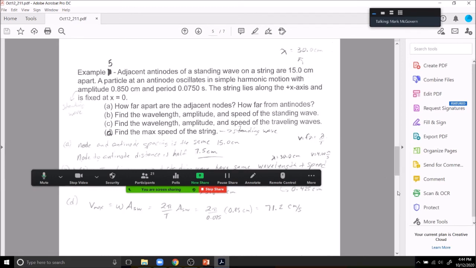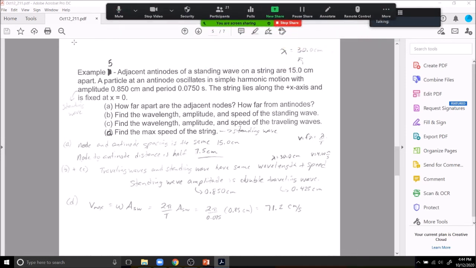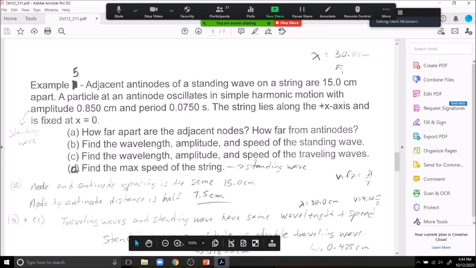Let's zoom in a bit here so I can see what I'm looking at. There we go. All right, so if the antinodes are spaced by 15 centimeters, then the nodes are spaced by 15 centimeters. The distance between nodes and antinodes is half that, so 7.5 centimeters. Simple enough.